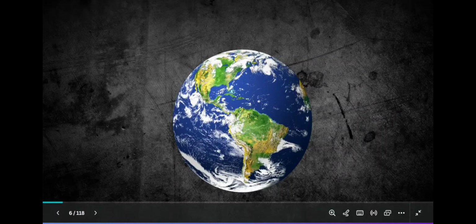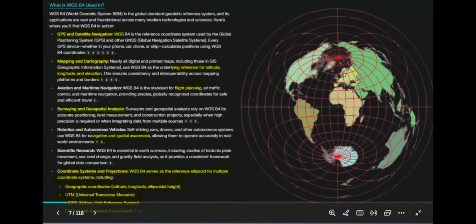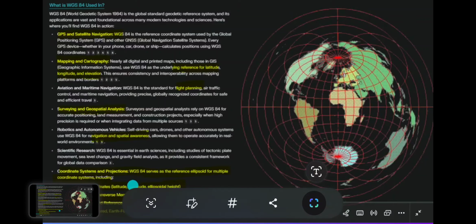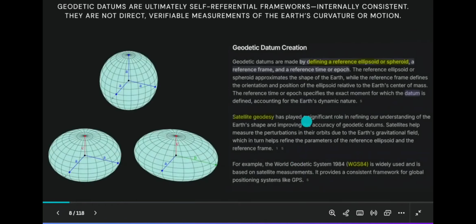Real quick, let's do a recap on our terrestrial sphere. We knew that it was a geodetic datum, WGS84, and it was tied to damn near everything in the world. If you used a map, a GPS, if you were navigating, anything to do with cartography, aviation, maritime navigation, surveying, geospatial analysis, robotics, anything in the world done on maps was using our terrestrial sphere, WGS84, which is a reference ellipsoid, which is how they use the graticule, the longitude and latitude system. So we brushed up on that.